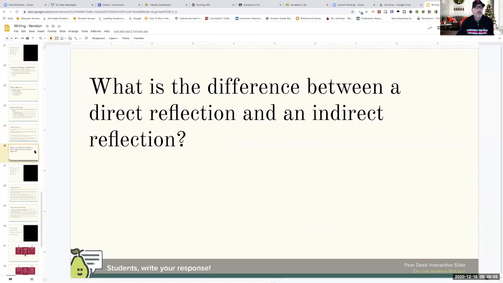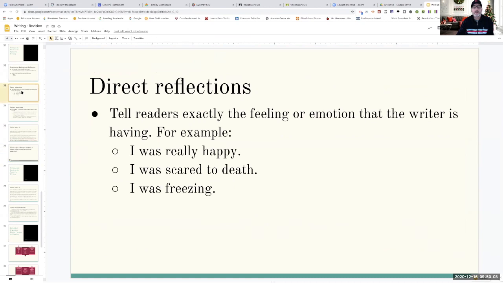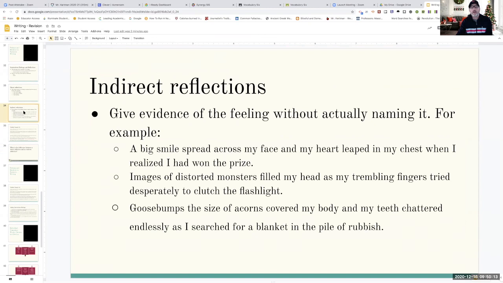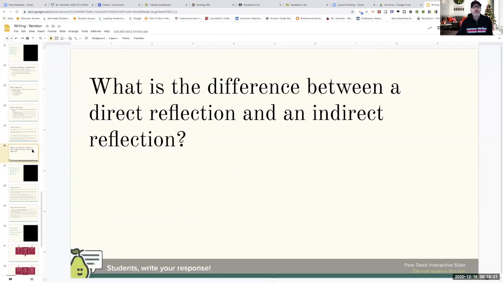So the difference between a direct reflection and an indirect reflection, we talked about that. A direct reflection is when you tell the reader exactly the feeling or the emotion that the writer, which is you, is having. So I was really happy, I was scared to death, I was freezing. Indirect reflection is when you're giving evidence of the feeling without actually naming it. So you are showing, not telling. And that is a big, big difference.